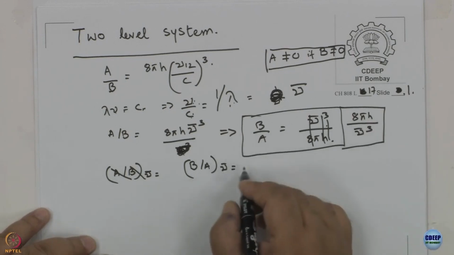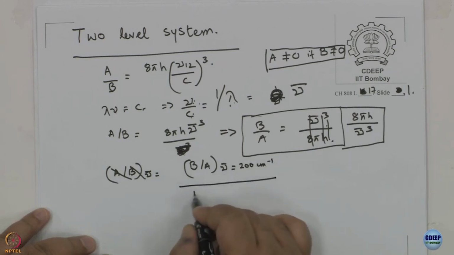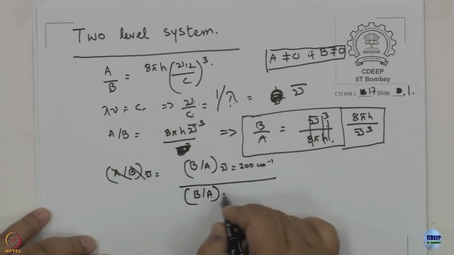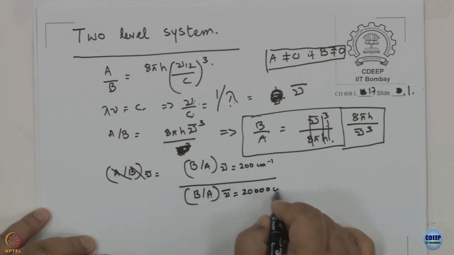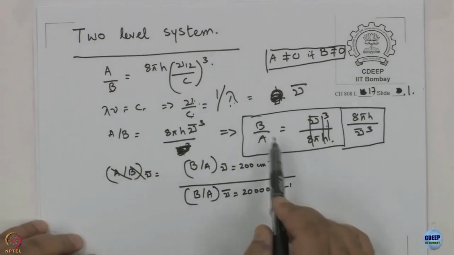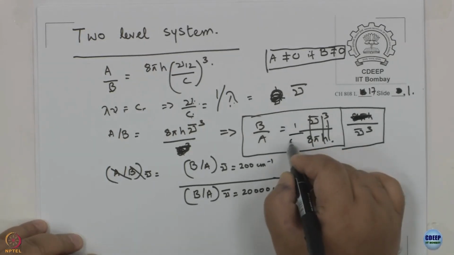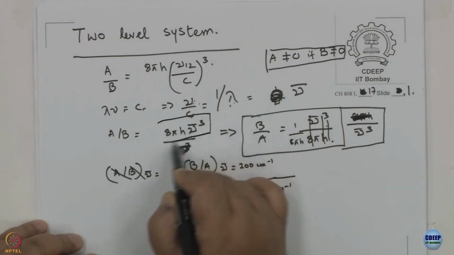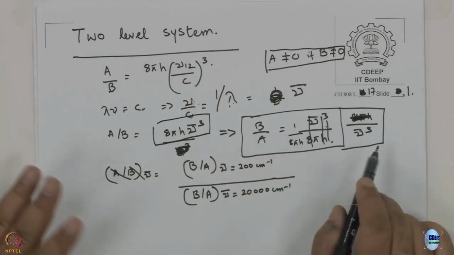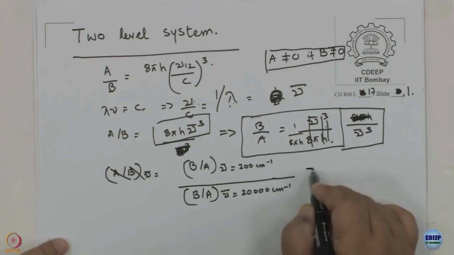So, B by A for nu bar equal to say 200 centimeter inverse divided by B by A for nu bar equal to 20,000 centimeter inverse. B by A equal to, everything is in the denominator. This is a mess, 8 pi h. So, that is right. Because here it is 8 pi h divided by nu bar cubed, but well, it does not matter, because I am going to take the ratio of ratios. Okay. What is this going to be?